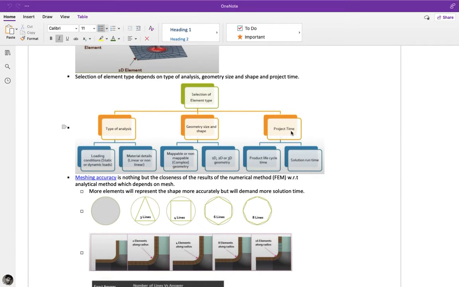And next one is the project time. If it is a heavy project or a big model, then definitely we need to use simpler elements which can produce results easily and quickly. So for that, it depends upon the project time also.